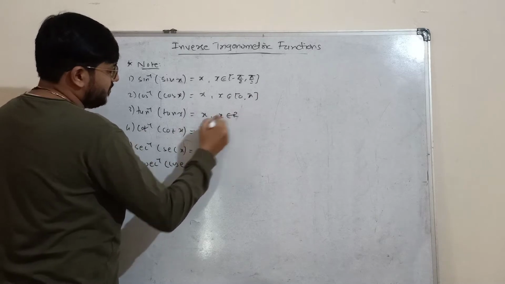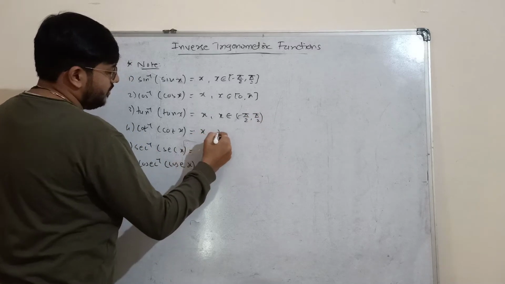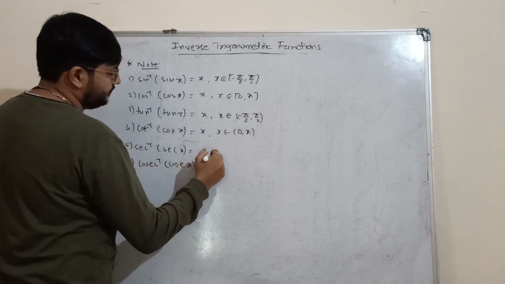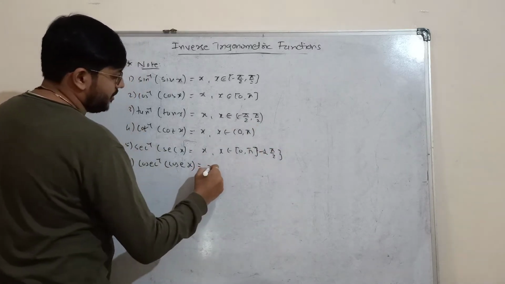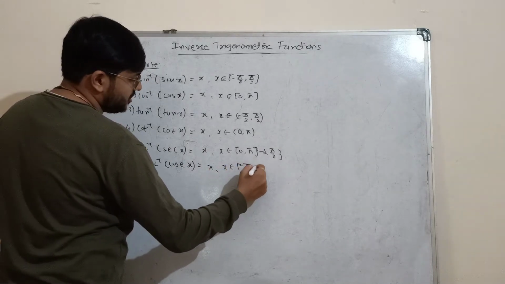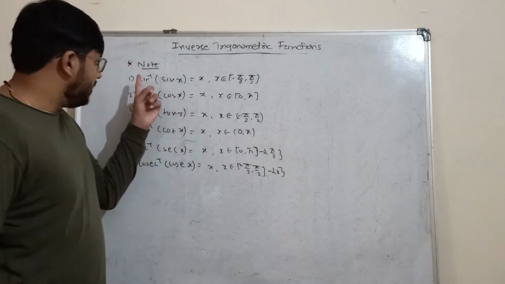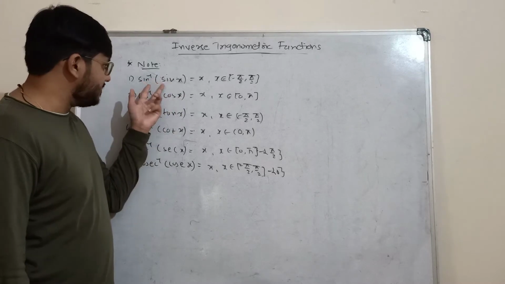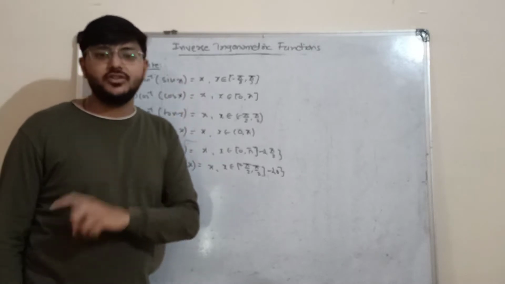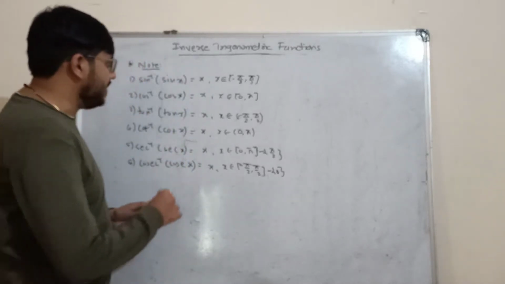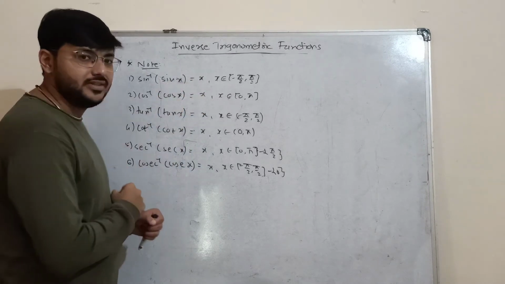Tan inverse of tan x has answer x if x belongs to minus pi by 2 to pi by 2, and the rest follow their own intervals, such as 0 to pi and minus pi by 2 to pi by 2 excluding 0. So in other words, if you have an inverse and a function, they can be cancelled out if and only if the angle is in the domain of the corresponding function. That means sine inverse of sine x will give x if and only if x belongs to the domain of sine.